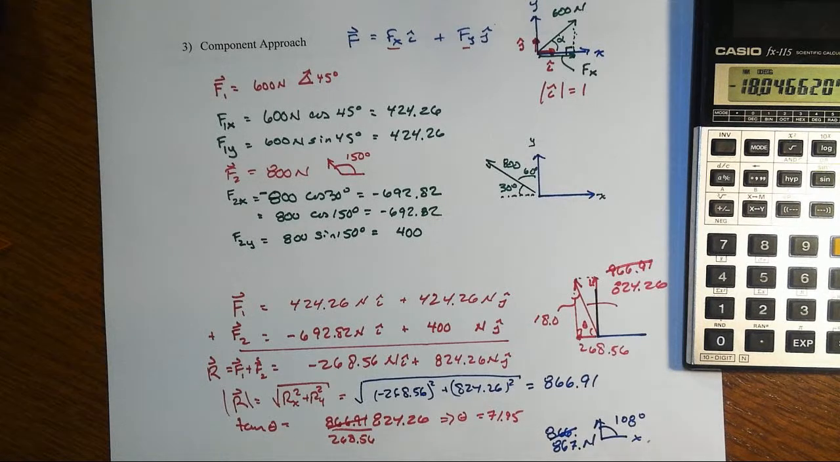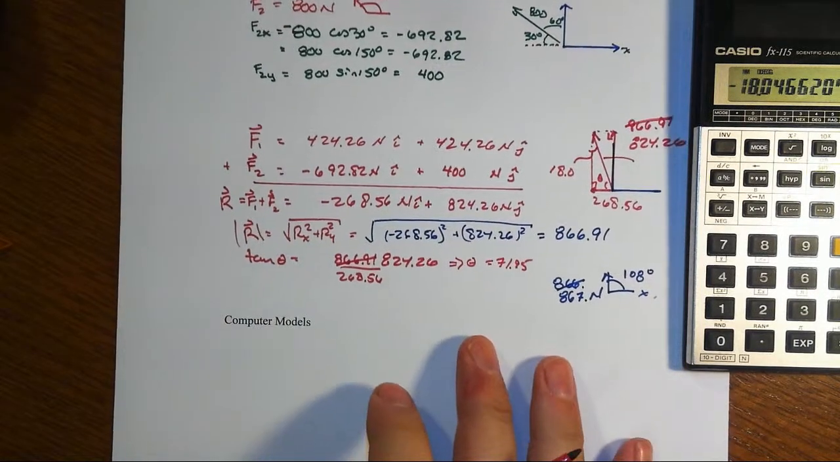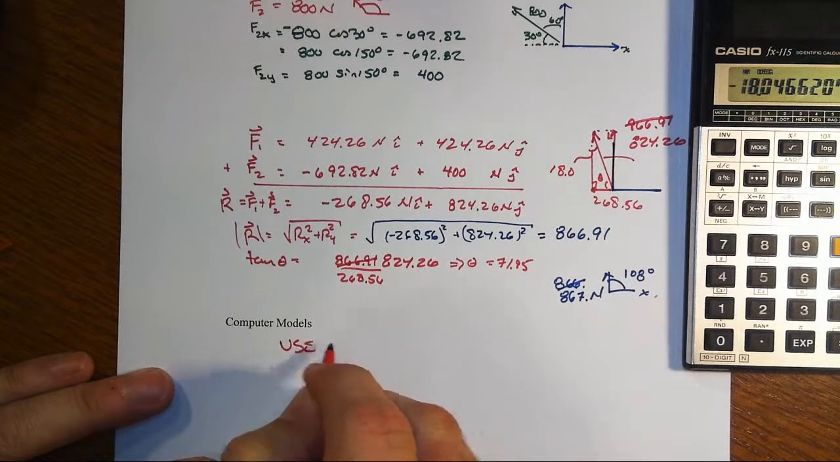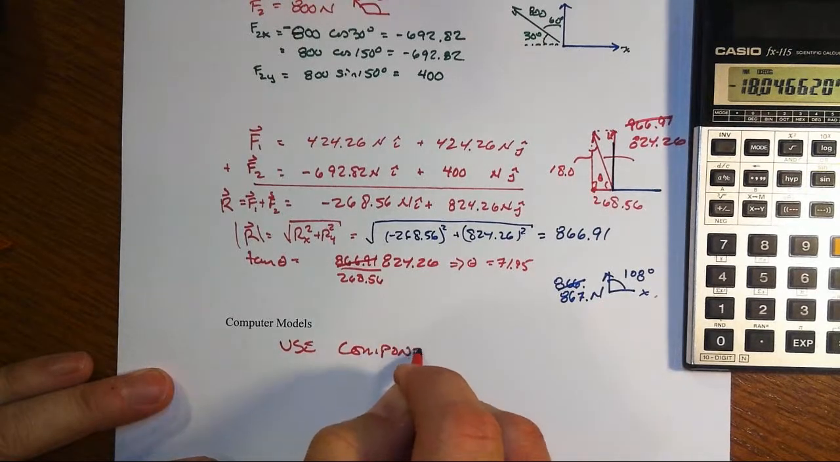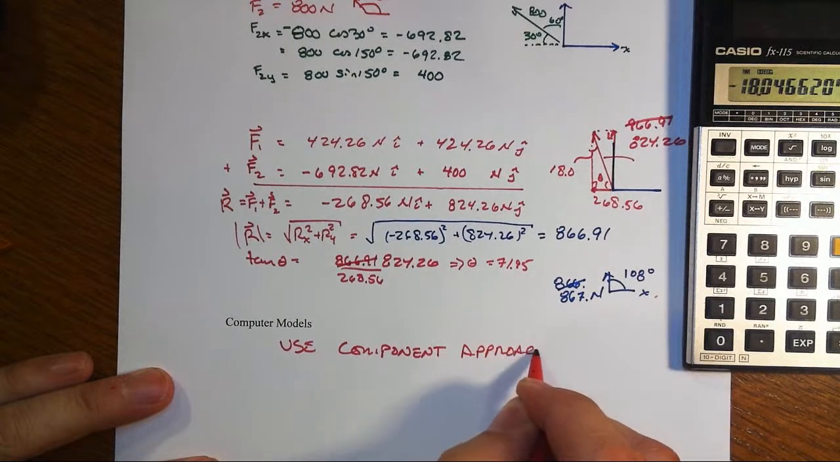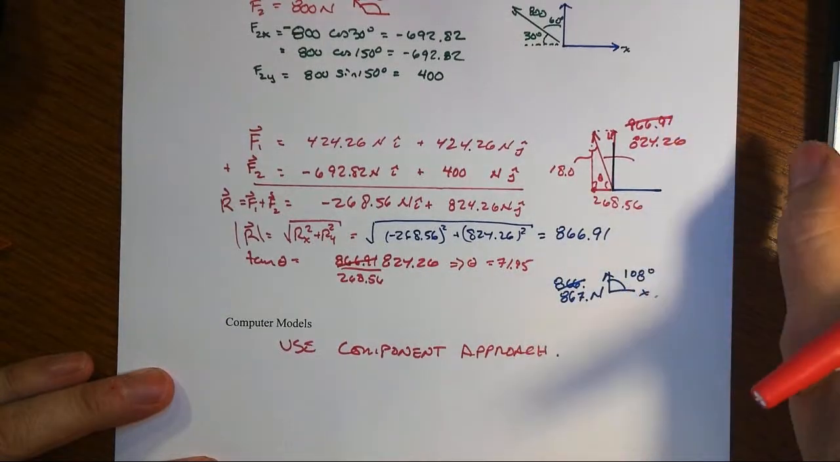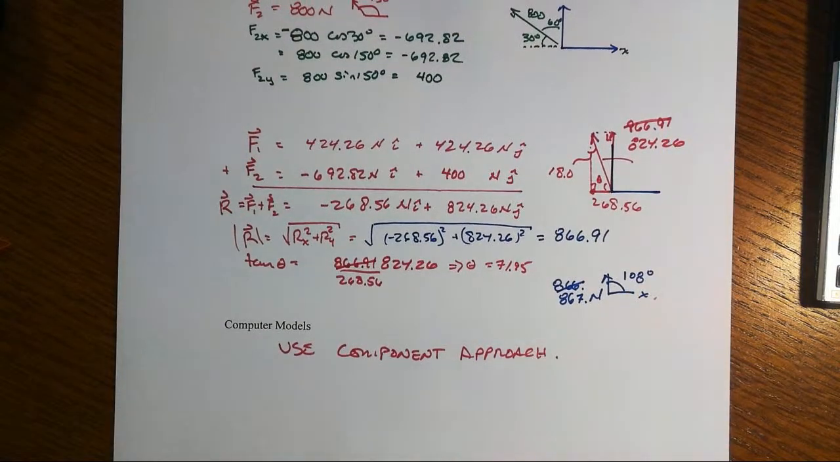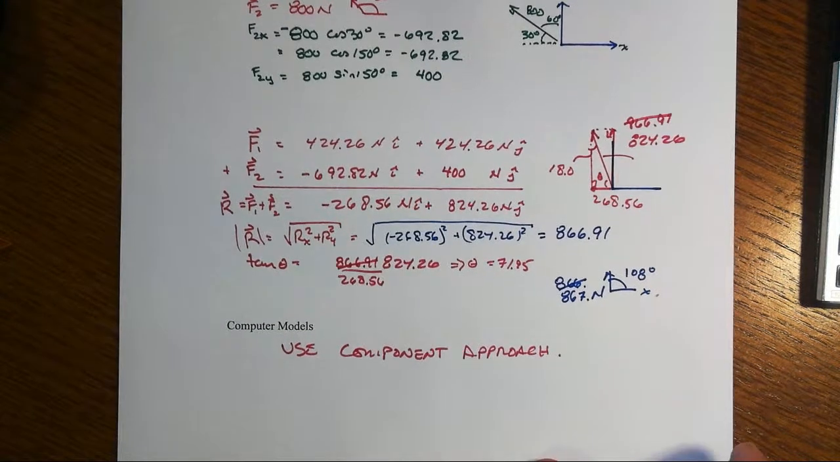Computer models use the component approach in their math because it's easy to do, easy to set up the equation. There's no intelligence about using law of sines and law of cosines.